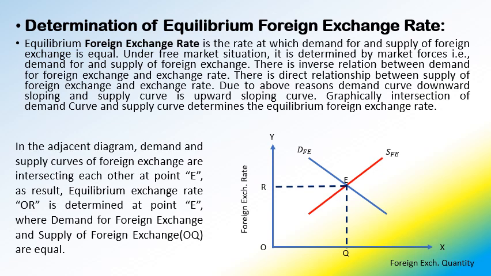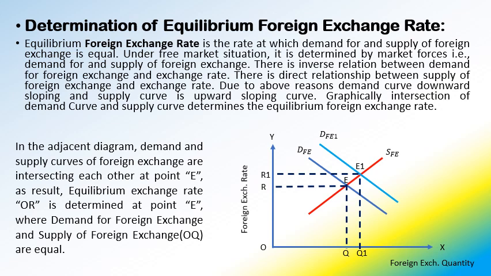Now let's take an example: if the demand for foreign exchange is increased, then the demand curve will shift rightwards, as it is showing, and the new equilibrium point is determined at point E1. At the point E1, where the demand is higher, you will find the exchange rate also increases from OR to OR1 and the equilibrium exchange quantity to OQ1, as we are showing.